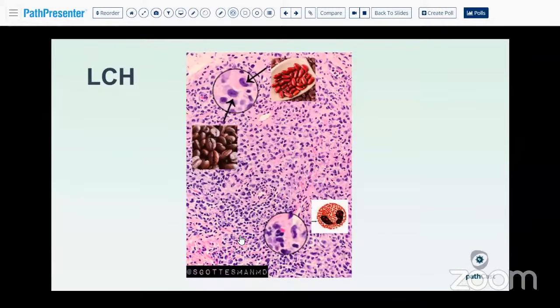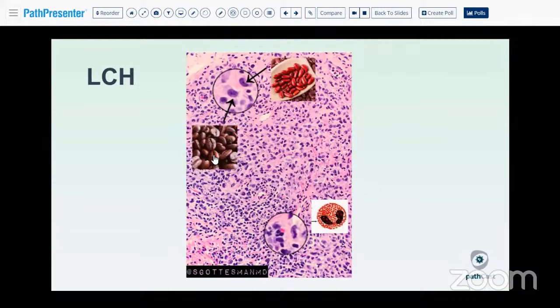This is another photo from Sylvia Gottesman. As you might surmise, I have a little bit of a Twitter crush on Sylvia Gottesman. She just posts the best images, and I always collect her images and use them in my teaching. So thank you, Sylvia, if you're out there.